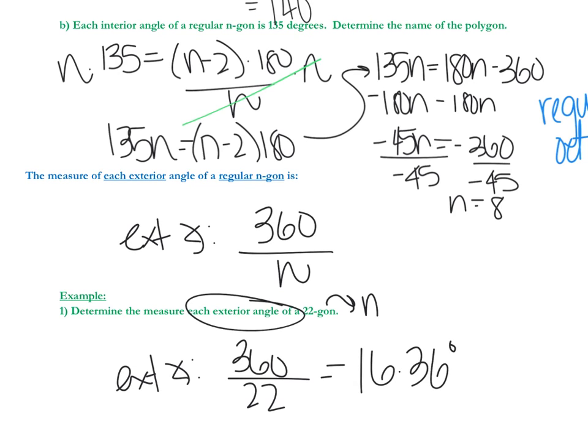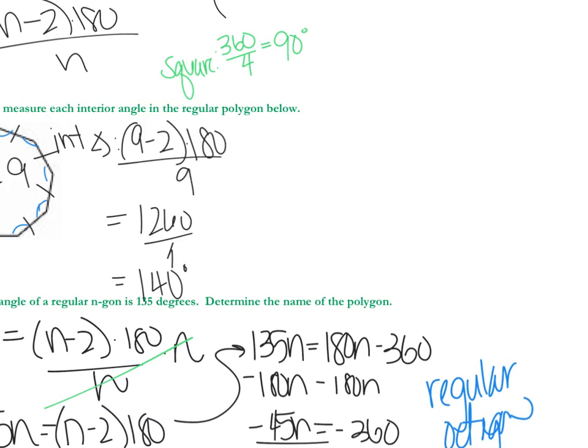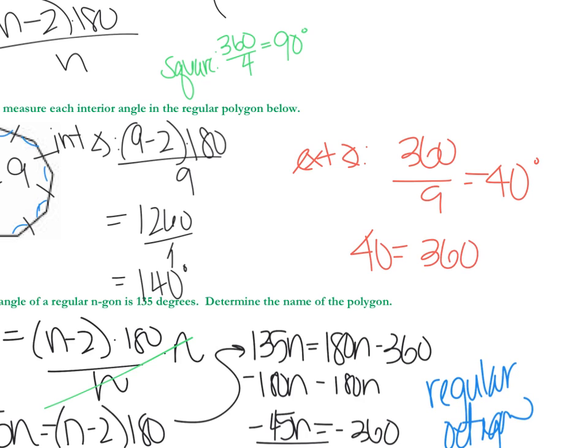Okay. Let's actually go up and do this for this problem as well. If I wanted to do an exterior angle, I take 360 degrees, I divide it by 9, so that means each exterior angle is 40 degrees. And if they were to give you the reverse of this problem, you would do, let's say 40 equals 360 over n, multiply both sides by n, so 40n equals 360, you get n to equal 9.